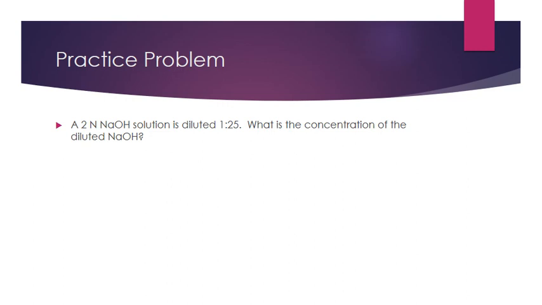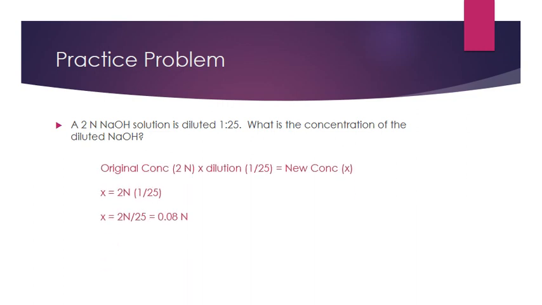So let's set up our formula. Our original concentration is 2 normal. And we're going to multiply that by our dilution, 1 over 25. And that equals our new concentration, or X. So we can boil this down to X equals 2 normal times 1 over 25, which is equal to 2 normal divided by 25, which is equal to 0.08 normality. And that is going to be your concentration of sodium hydroxide after the dilution.